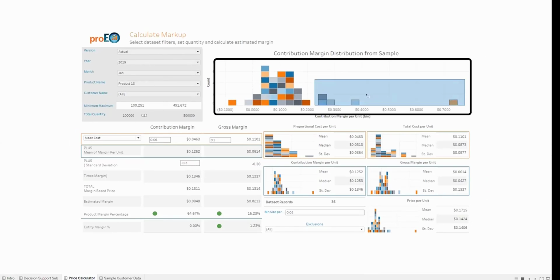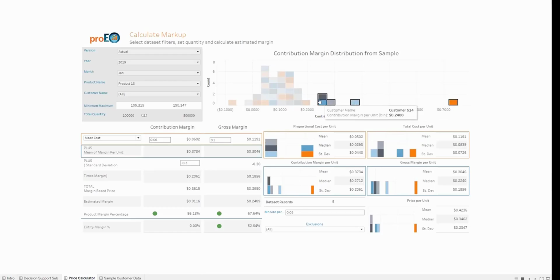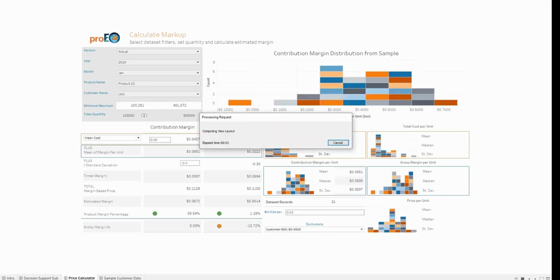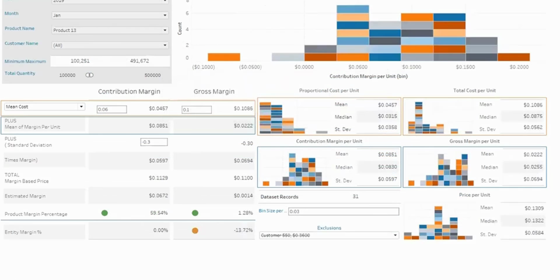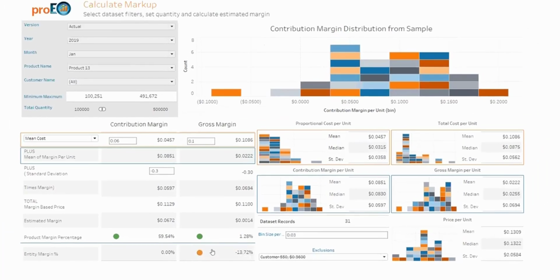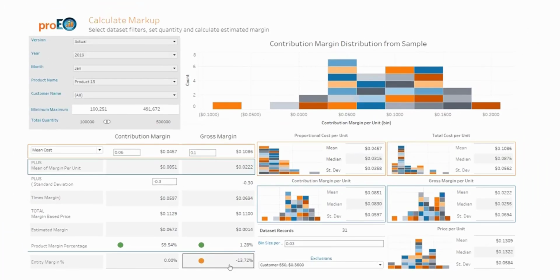So, when I exclude those customers because they do not represent our prospect, our entity margin percentage now shows that we are at a negative 13.7% gross margin loss. But our contribution margin is still positive. That means we might be able to make up this gross margin shortfall in volume. All of these decisions depend on data quality.